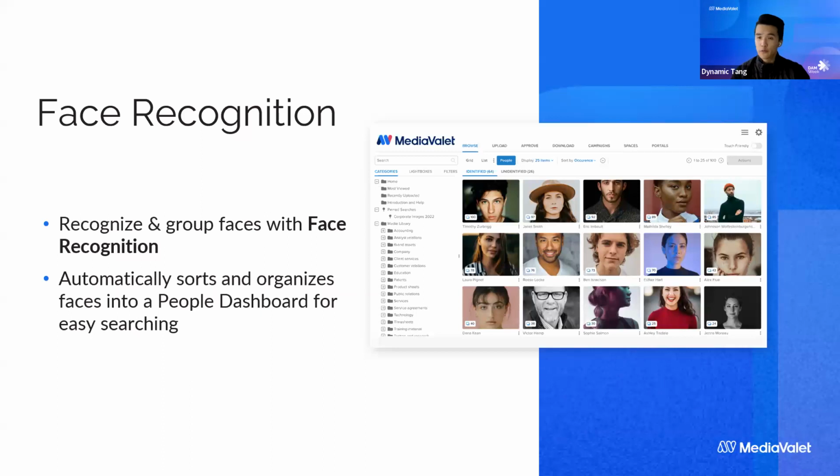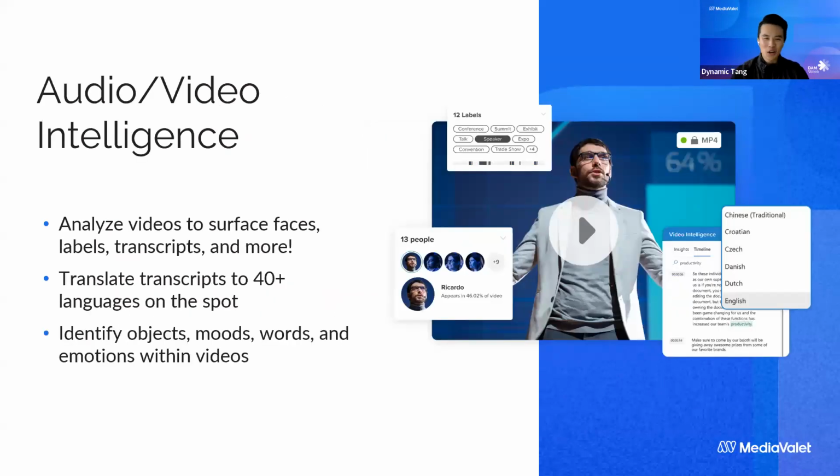Yeah, super cool. So face recognition is for recognizing faces within images, but don't forget about video either. With our audio video intelligence feature, also known as AVI, you won't need to parse through each video in your library to find the right one. Instead, the AI will analyze your videos and detect the objects, text, emotions, and different scenes within each one. So not only will it analyze and create the metadata so that it's searchable, but it'll also create transcripts of your videos, and then you can easily export them and translate them to over 40 languages.